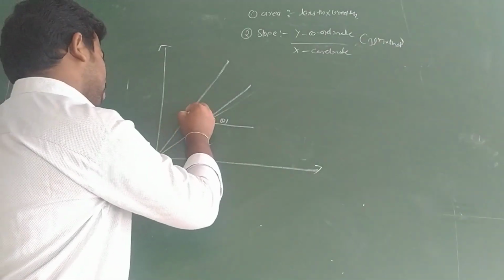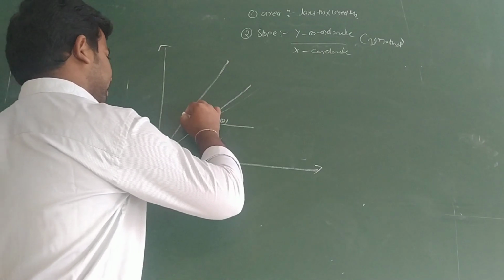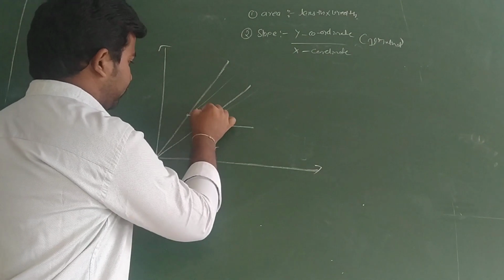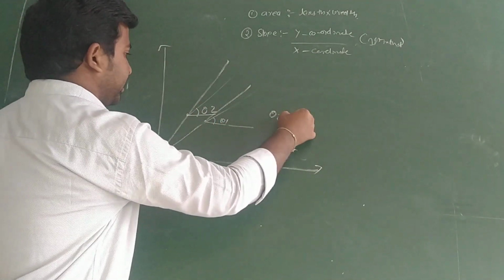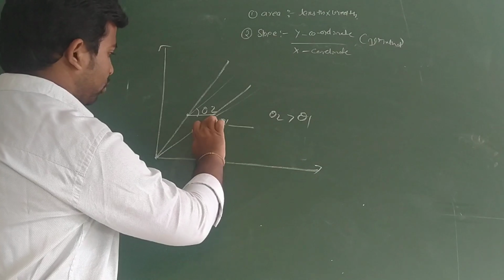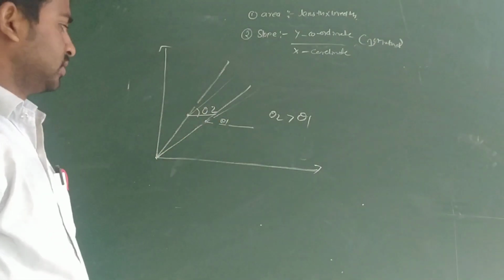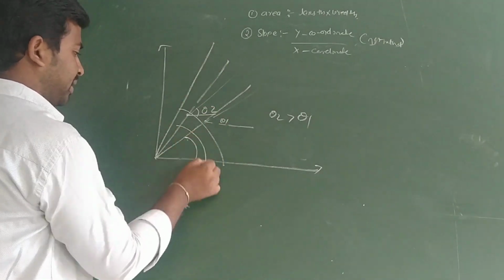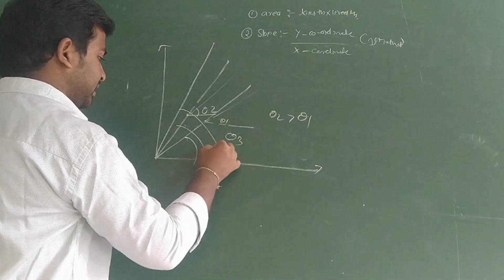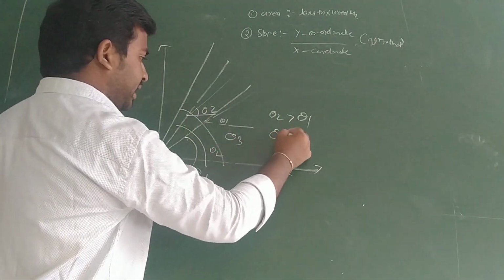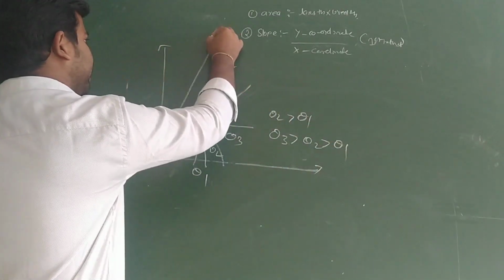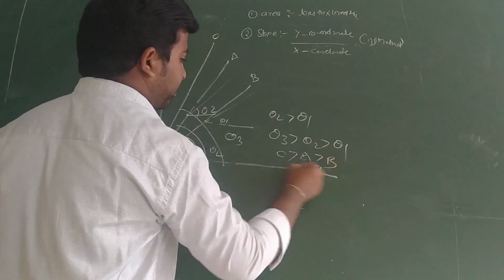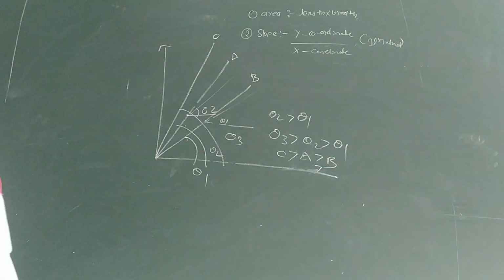At another point, you can take one more point and draw again one tangent. So it is what? Theta 2. See, from here to here also, theta 2 is greater than theta 1. This is the angle covered by the first line, and the angle covered by the second line. You can take one more line like this, and comparing to this it is theta 3. So theta 3 is greater than theta 2, greater than theta 1. If you take C, A, B, then C is greater than A, greater than B. So this is how slope can be determined by the second method.